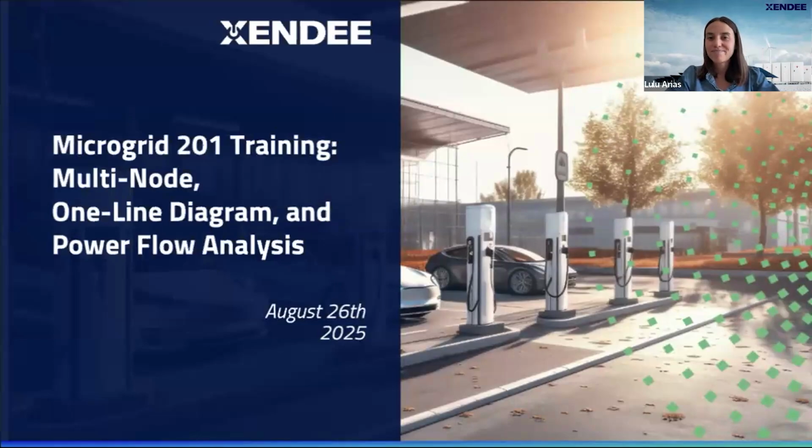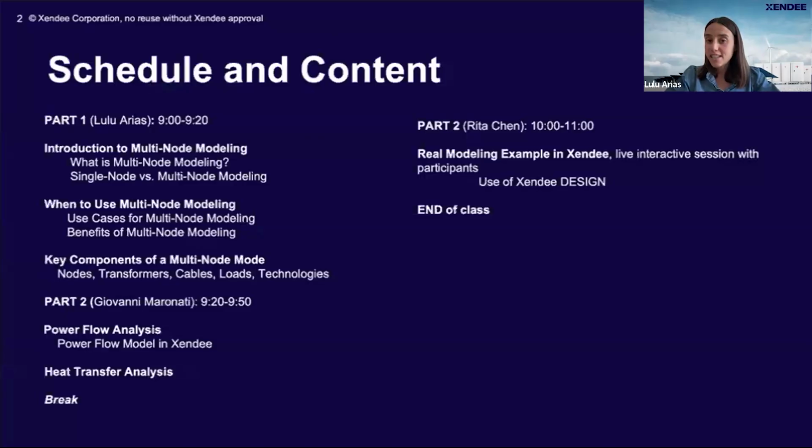So let's get started. This is our agenda for today. I'll start by introducing multi-node modeling. Then we'll speak about when to use multi-node and also its components. Then I'll pass it to Giovanni, who will cover power flow analysis as well as heat transformer analysis. After that, we'll take a short 10-minute break and we'll close with 1 hour of real modeling example in Xendee, and Rita will be guiding us through that part.